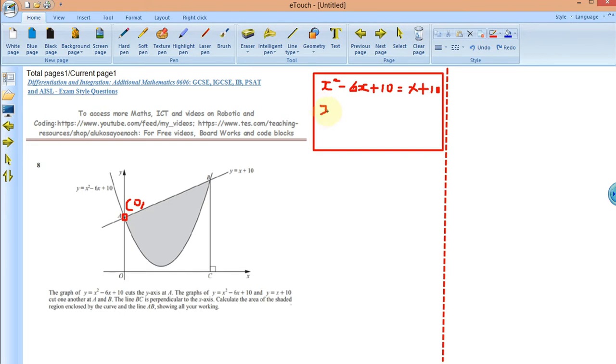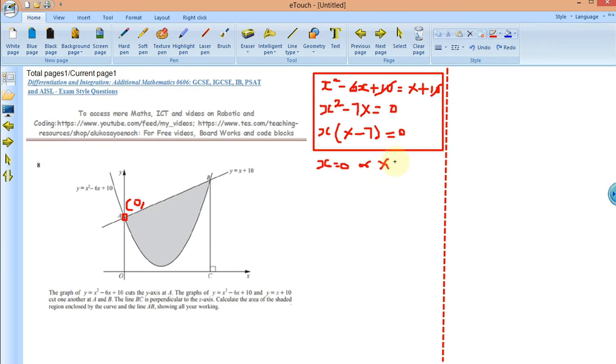So I have x squared. Now this is 10 and this is 10, so this will go out. Bring this one here: minus 6x minus x will give you minus 7x equals 0. So you can factor out now: x into x minus 7 equals 0. So what are the two possible values of x? x equals 0, I confirmed that one before, or x equals 7.